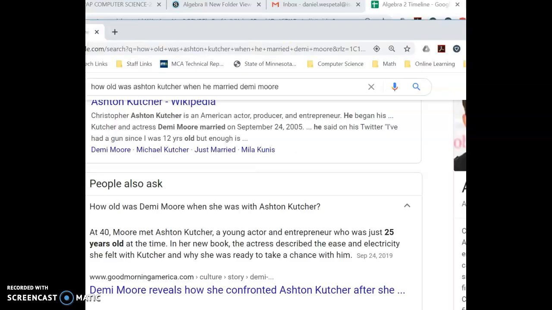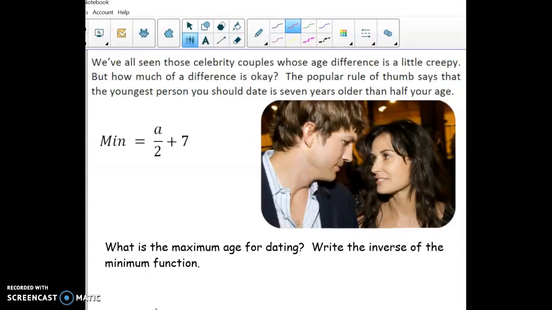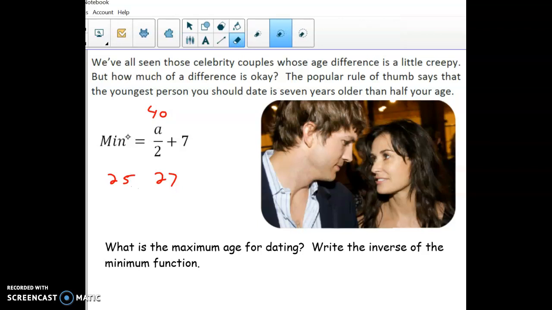Okay, so at any rate, the formula for figuring out the minimum age is you take the age divided by 2 plus 7. So at Demi's age, she was 40. So 40 divided by 2 would be 20, plus 7 would be 27. So the youngest person she could marry is 27, meaning she kind of violated the rule a little bit because Kutcher was only 25. And you could try it for yourself. So pause the video, see what's the minimum age person you could date.